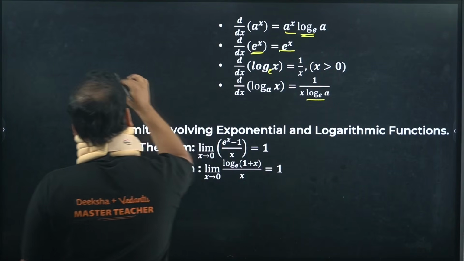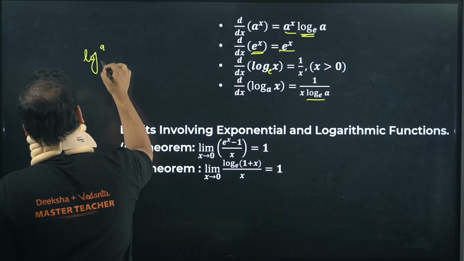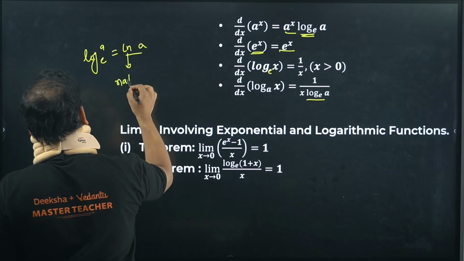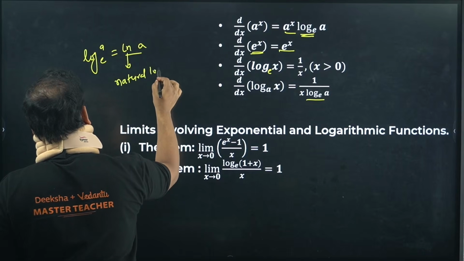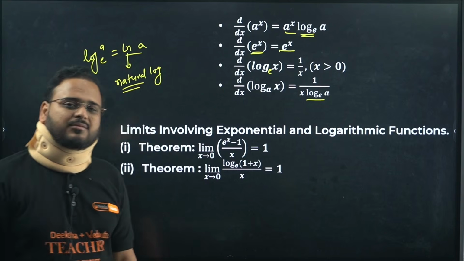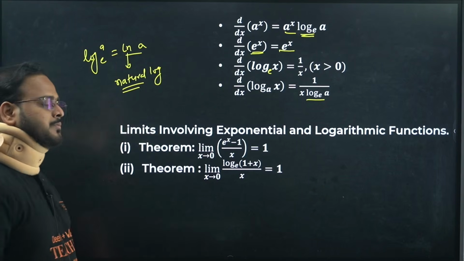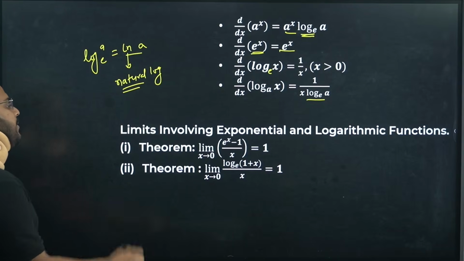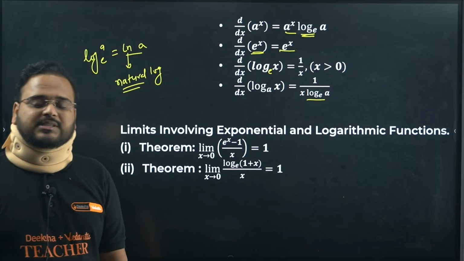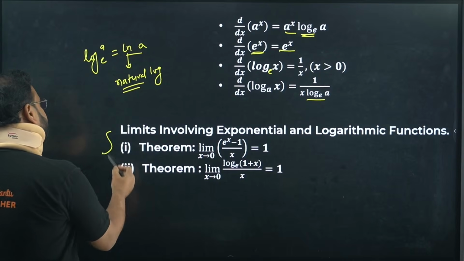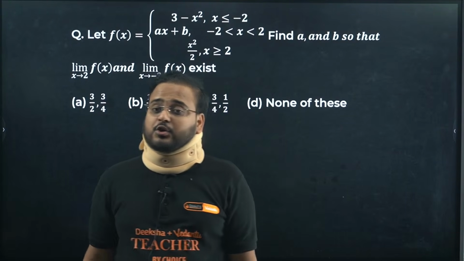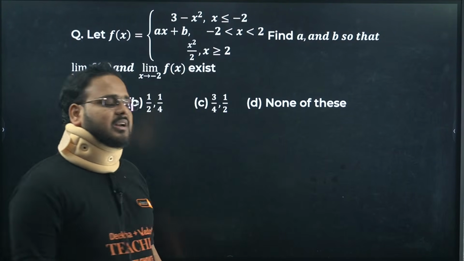You should all know this. Log of a with the base e is called ln a, the natural log. With the base 10 it is simply the normal log. Some more results: the limit of e power x minus 1 upon x, when x tends to 0, is 1, and the same goes for log of 1 plus x upon x. Please remember the formulas, guys. You're all asking me for the formulas, but I've already mentioned all of them in the notes. Still, I'll put them together and give them to you.